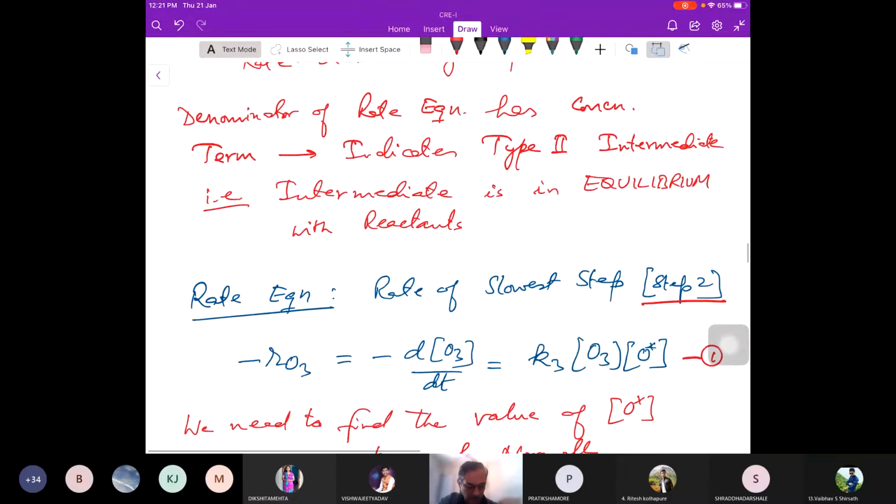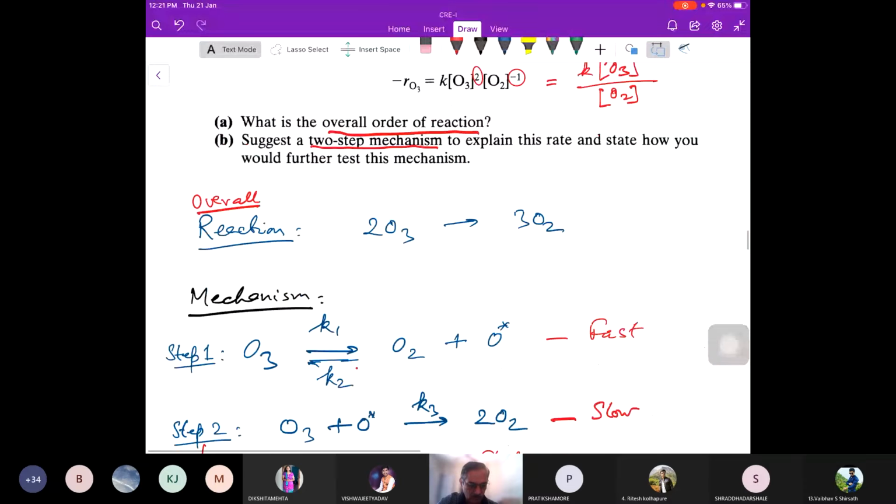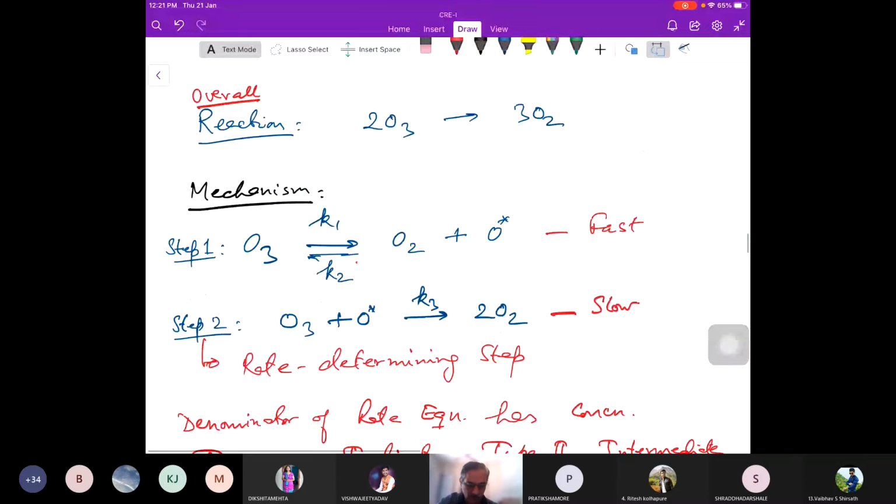So in type 2 is indicated. Rate equation is rate of slowest step, step 2. बराबर? The rate equation रहेगा. If I look at this one and this one, if I say this is 1, sorry. Okay. So slowest यानी इसका जो rate रहेगा step 2 का, that is your rate determining step. That means overall rate will be essentially given by step 2.